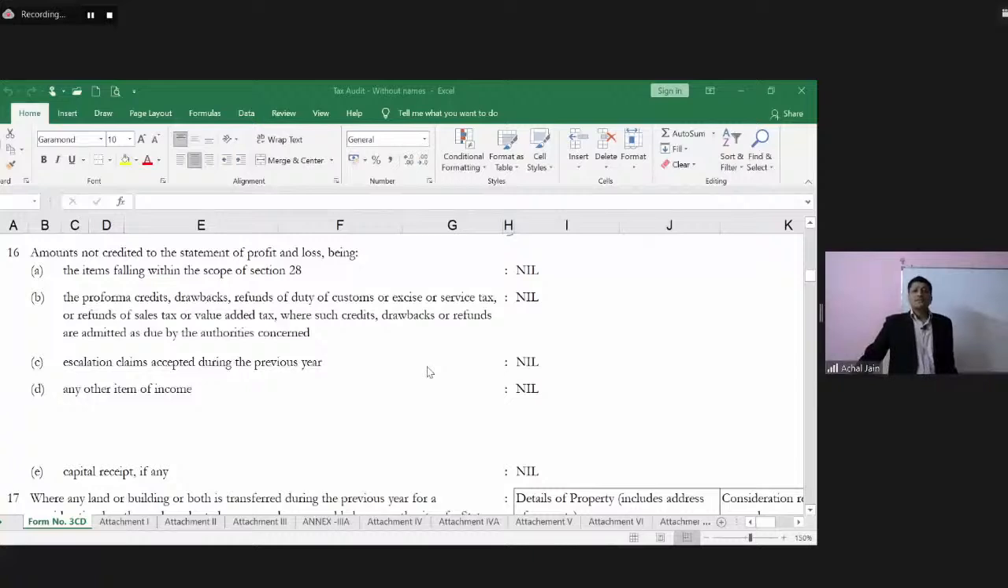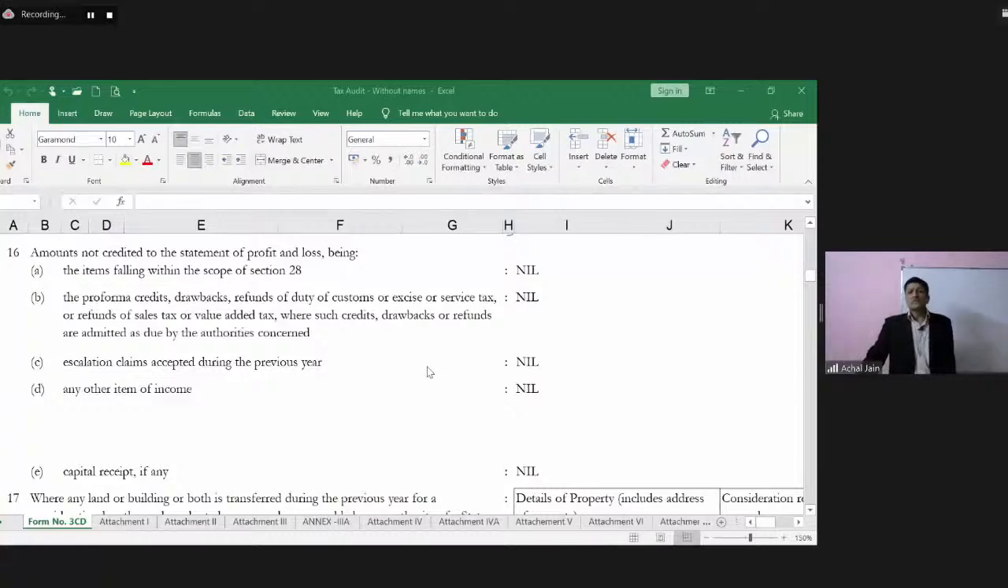Similarly, if there is any other income which is falling under any of these clauses, and which may again have been adjusted by the assessee, say with any of the assets, there again, those particulars are required to be captured over here.